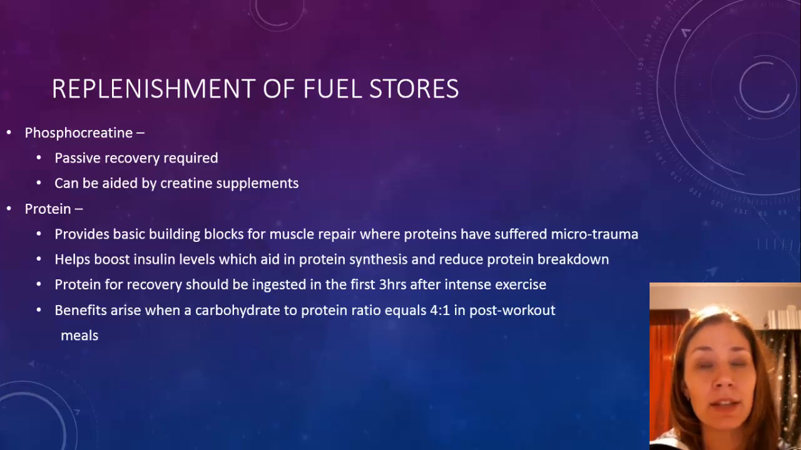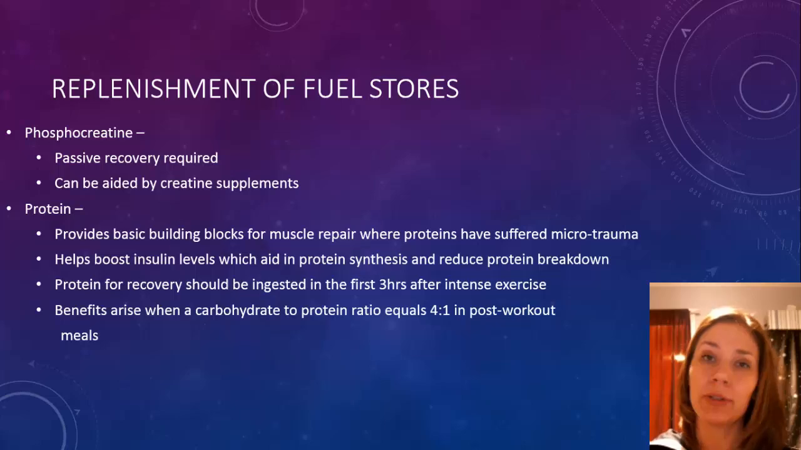And there's definitely benefits when carbohydrates are eaten in conjunction with proteins. There seems to be a better absorption rate, but the ratio that's recommended is 4:1. So 4 serves of carbs with 1 serve of protein in a post-workout meal, and that's within the first 2-3 hours.